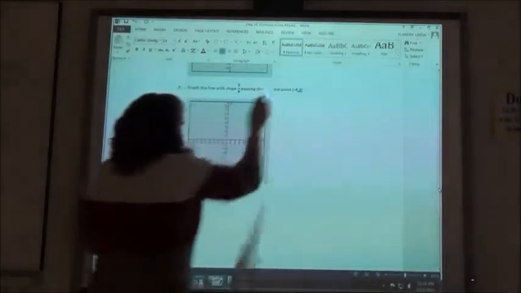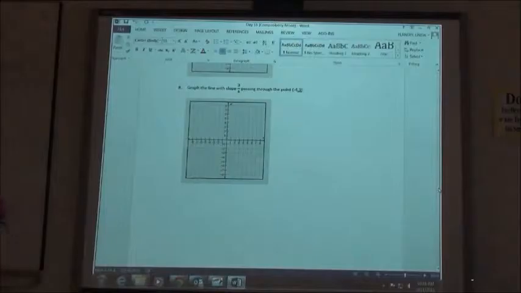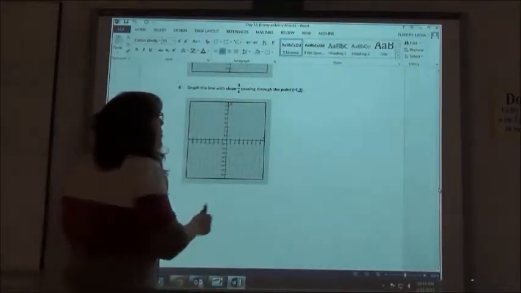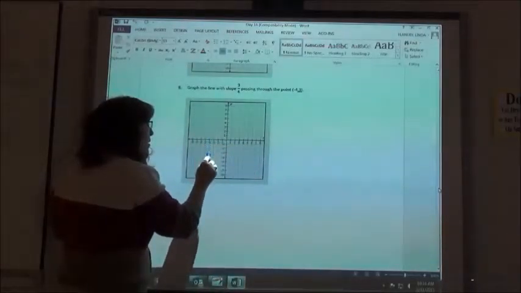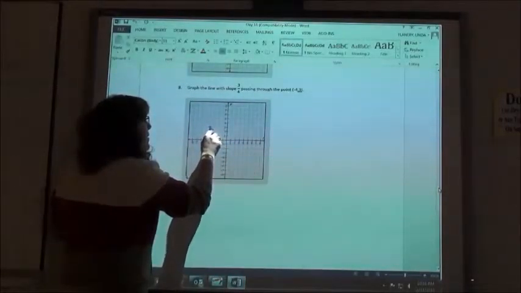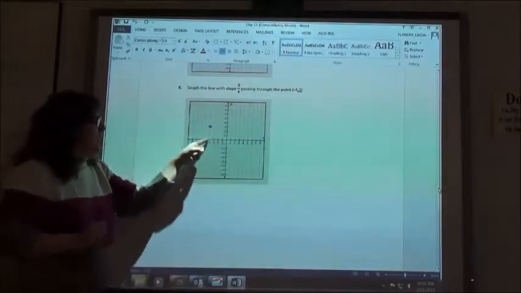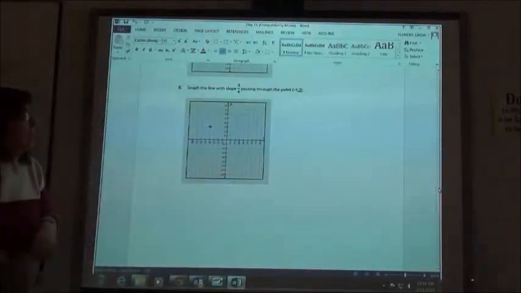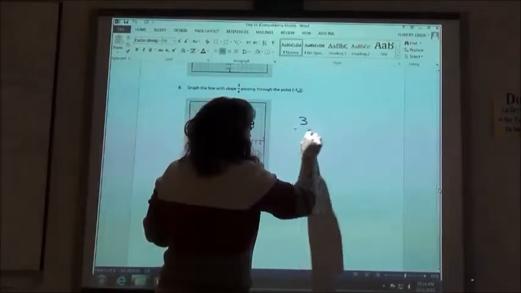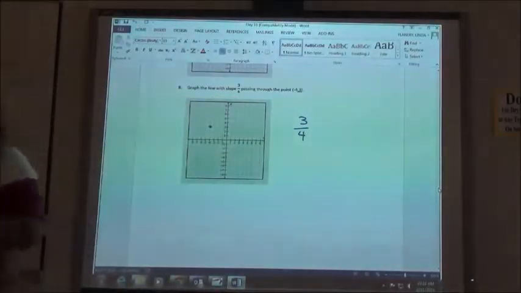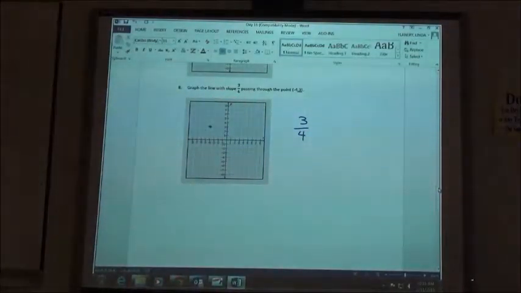So on number 8, I'm going to start by plotting the point -4, 3, because I want to graph the line with the slope of 3/4 that passes through the point -4, 3. So -4, 3 would be back here. -4 up 3. My slope is going to be 3/4. Again, both of those are positive numbers on this one. So on the change in my y direction, I'm going to go up 3, the change in my x direction, 4 to the right.